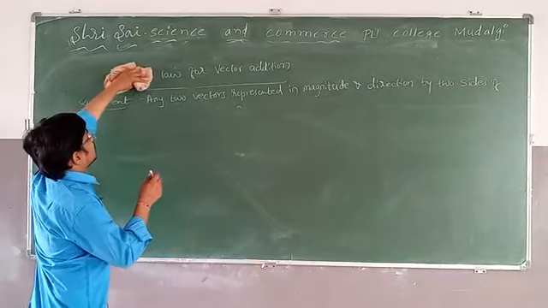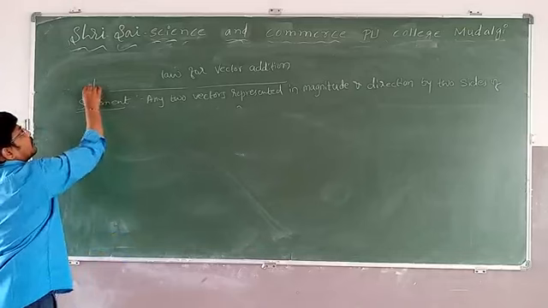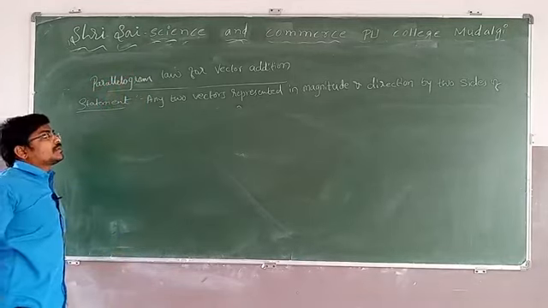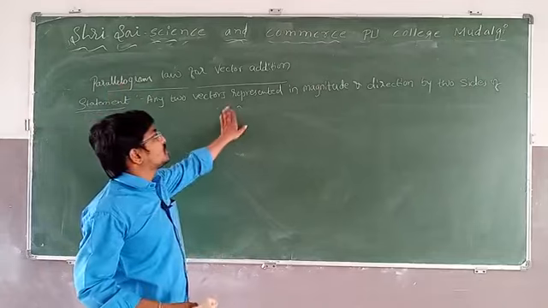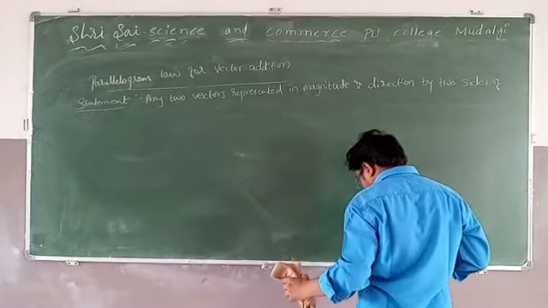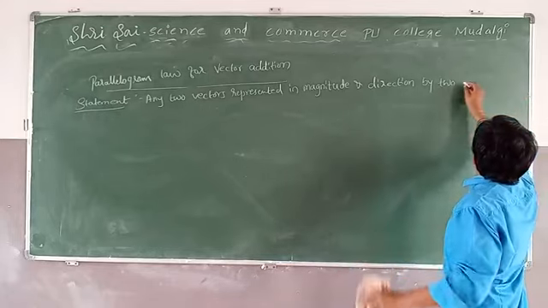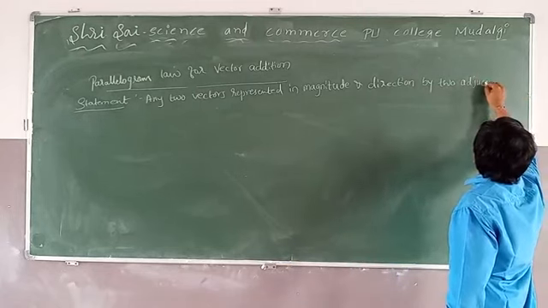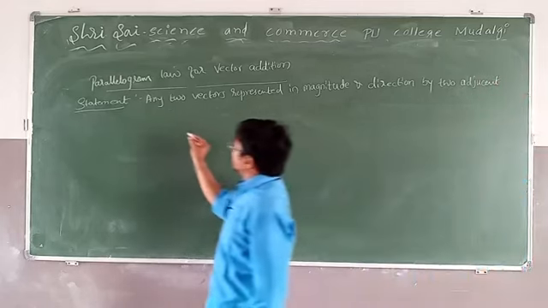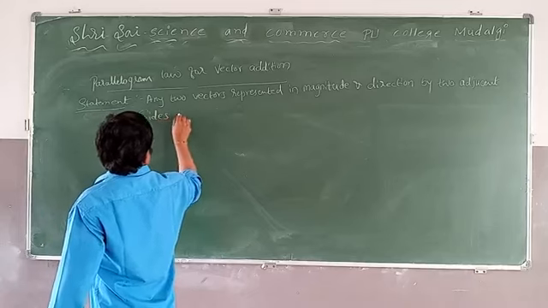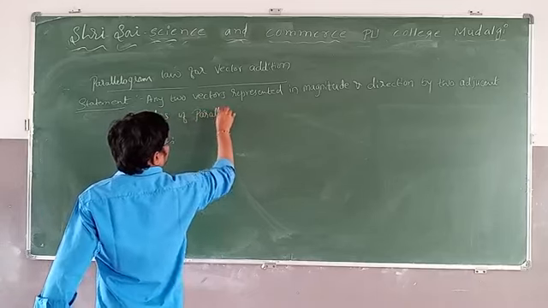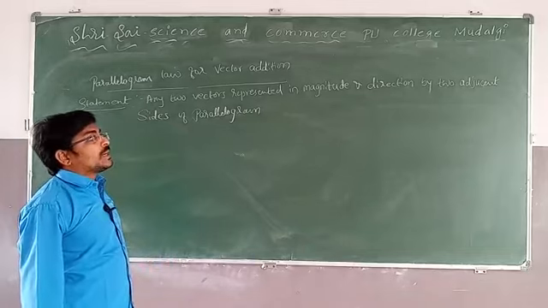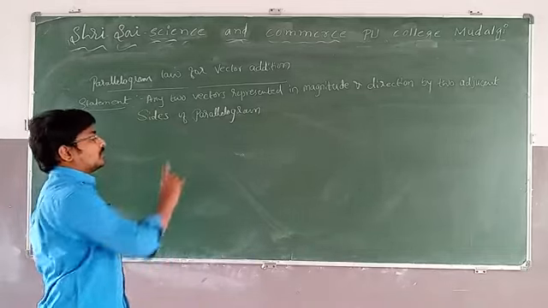See, what is the parallelogram law? That is the second law for vector addition. Parallelogram law for vector addition: if any two vectors are represented in magnitude and direction by two adjacent sides of a parallelogram. Adjacent is a very important word in this one.